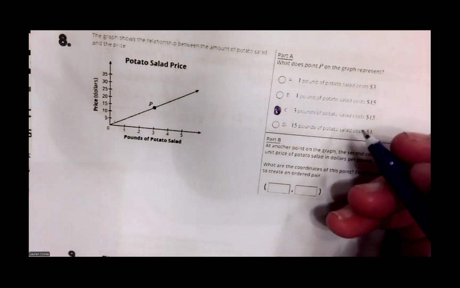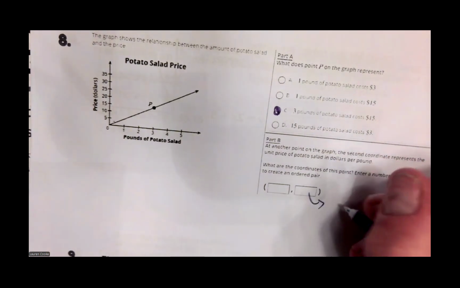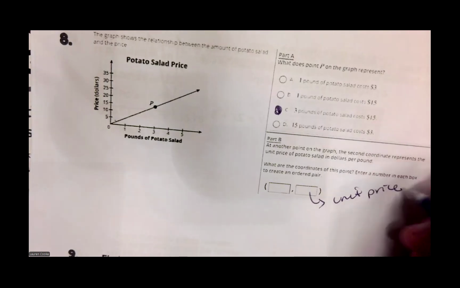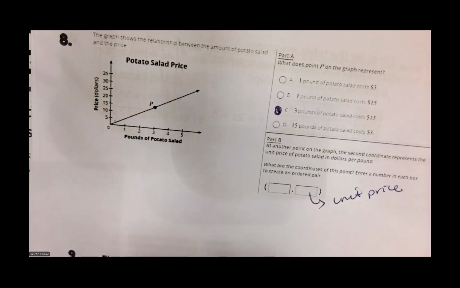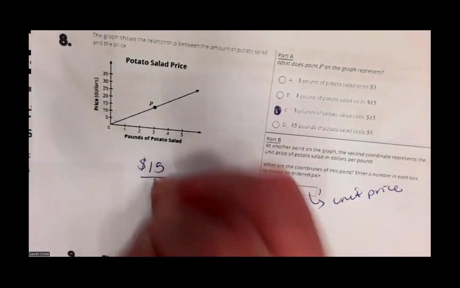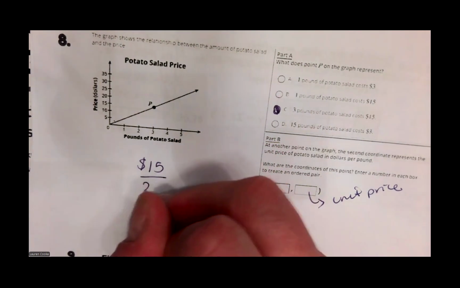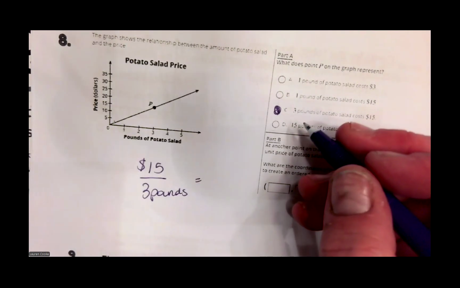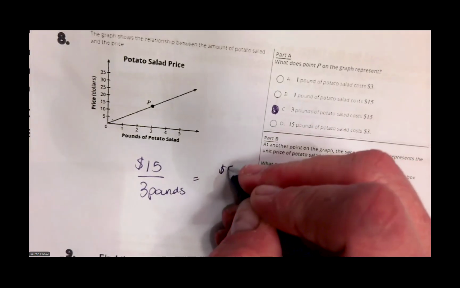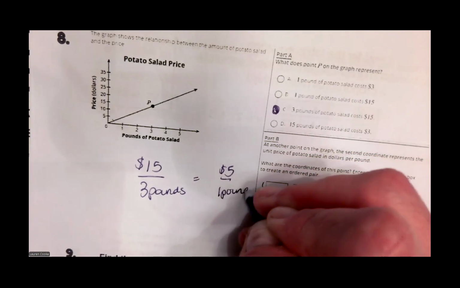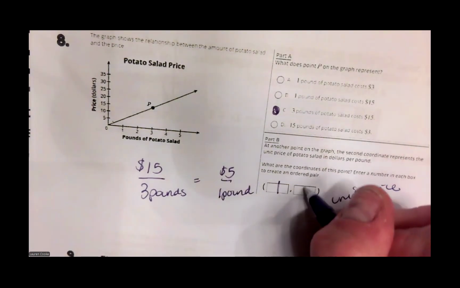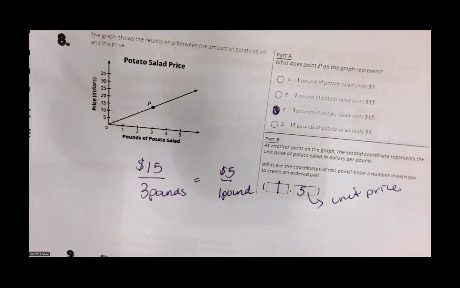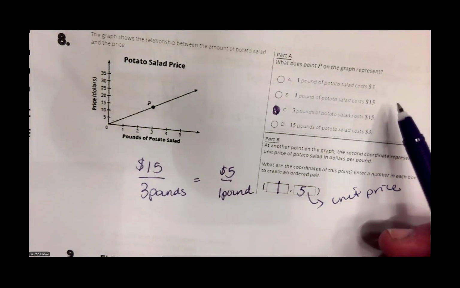So the second coordinate is the unit price, which means solving for one of something. So let's take our $15, which is the Y, over the 3 pounds. And what's the result? I'm going to get $5 per 1 pound. Okay, and so here it's just going to look like this: 1 pound, $5. Okay. Yeah, that's it. Let's look at this next one.